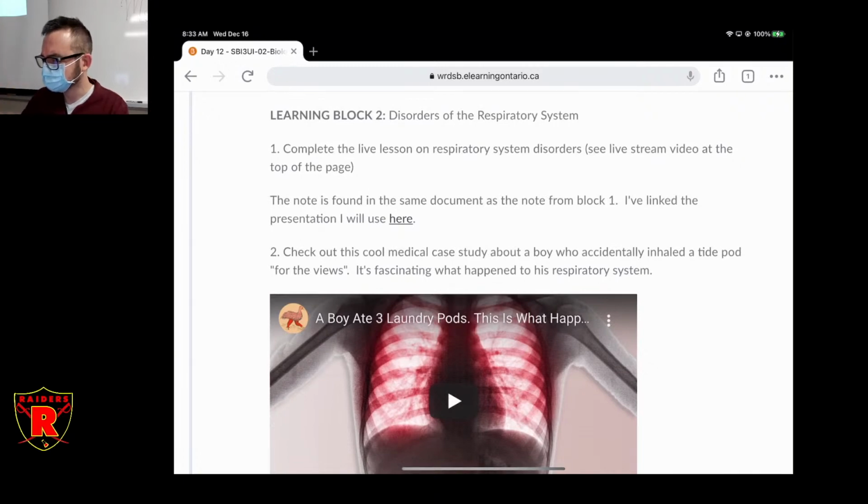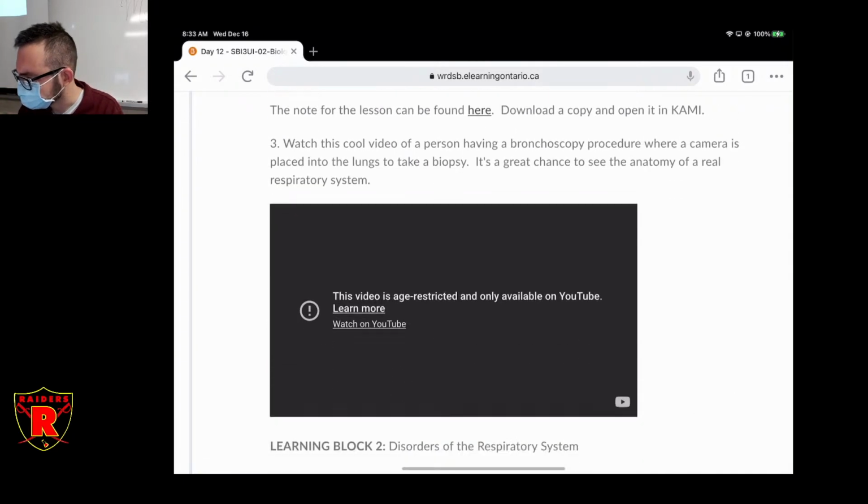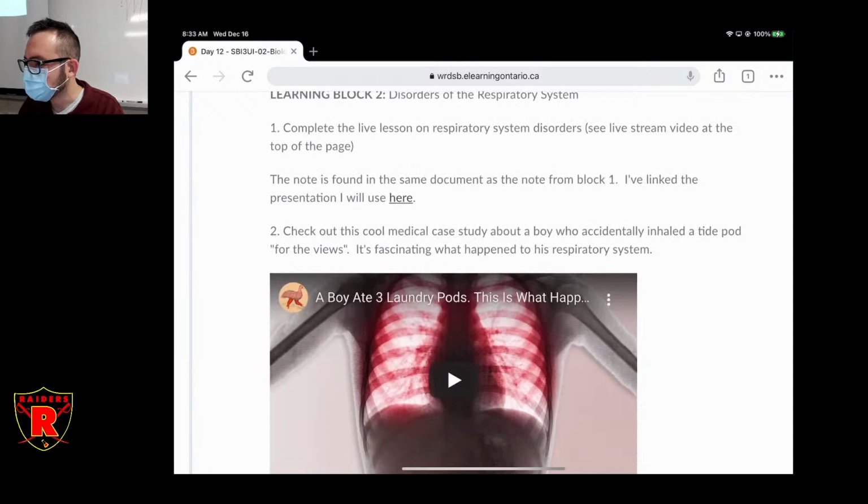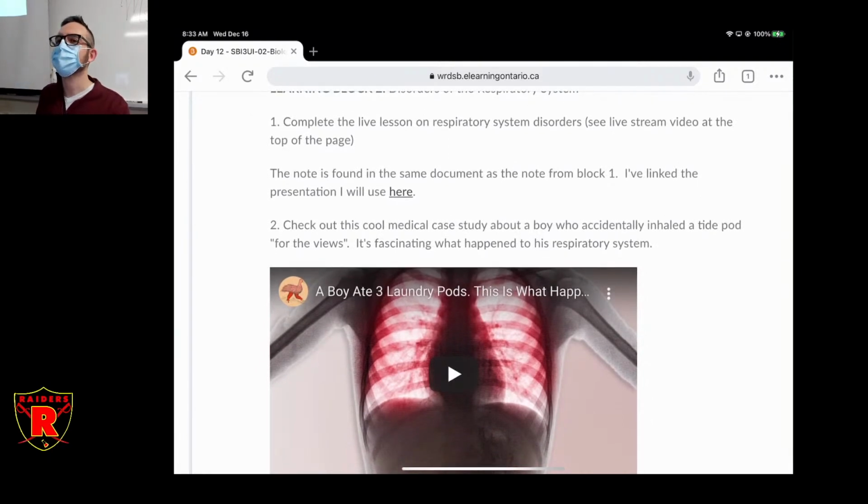In learning block 2, did I get everything there? Yeah. In learning block 2, we're going to spend some time discussing what happens when this system breaks down. So what are some respiratory system disorders, some ways that your bronchioles or your alveoli or whatever can malfunction and cause you problems, okay?